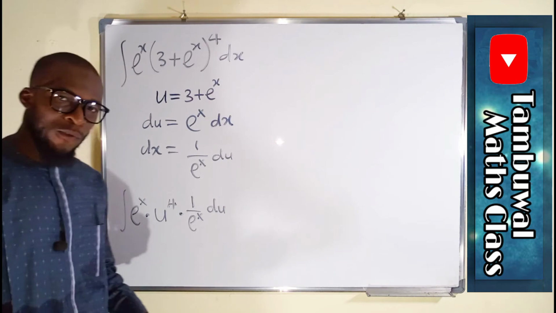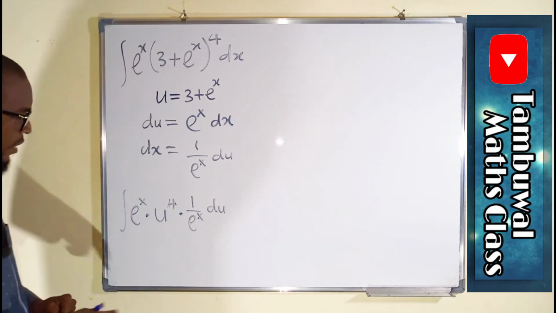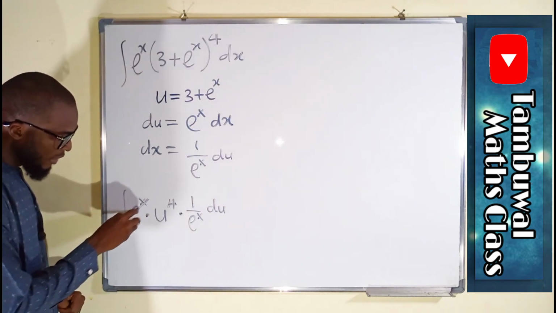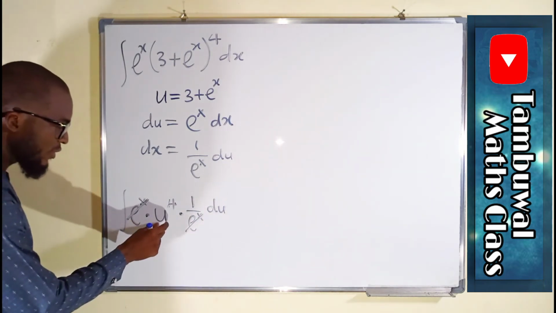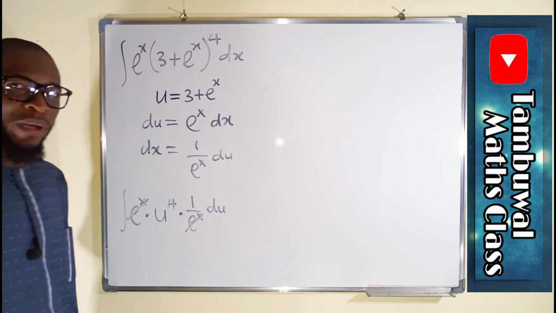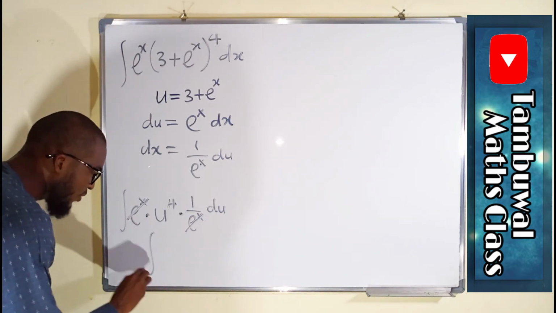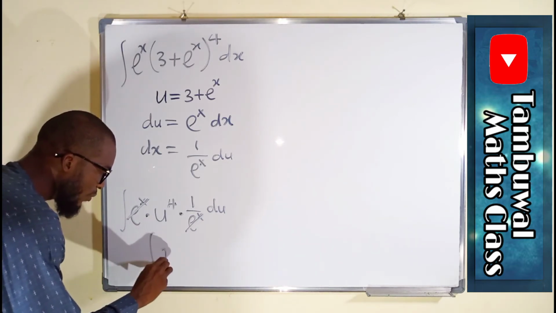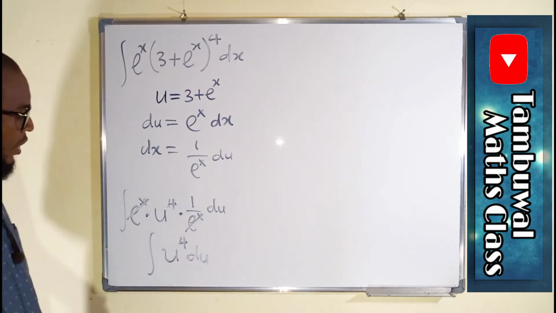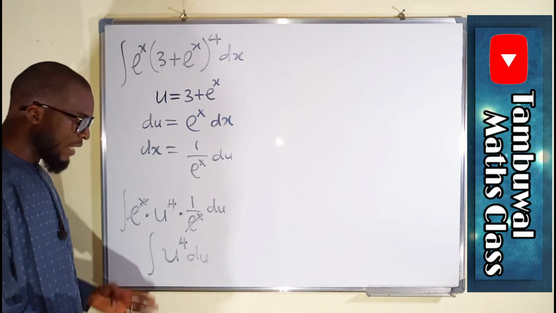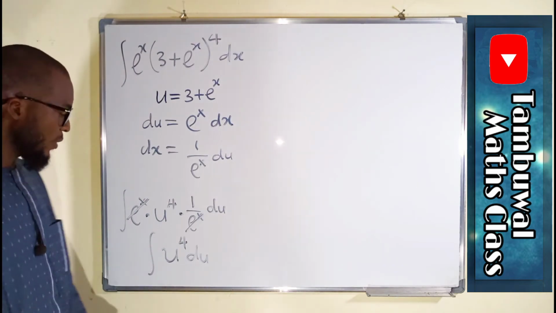Let us simplify before we go further with our integration. You can see this e to the x will cancel this e to the x. What we have left is just u to the power of 4 multiplied by du. So our integration is now in terms of u only. We have the integral of u to the power of 4 du. Okay, now let us go ahead and integrate this function with respect to u.